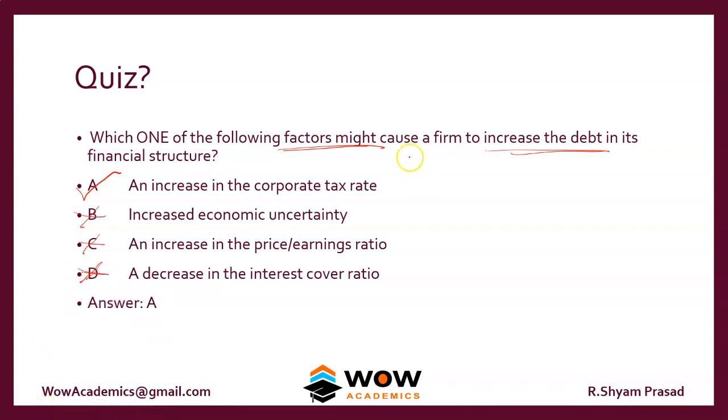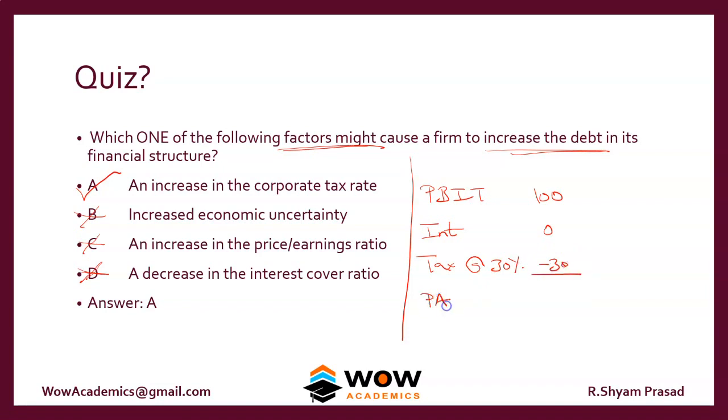So if you want to find out why interest helps in reducing the tax, we can do it like this. Assume a company makes a profit. We'll take it as a profit before interest and tax. The company has 100 rupees. The interest is 0. They don't pay any interest. The tax is at 30%. So the company should pay 30% tax. So the profit after tax comes to 70 rupees.